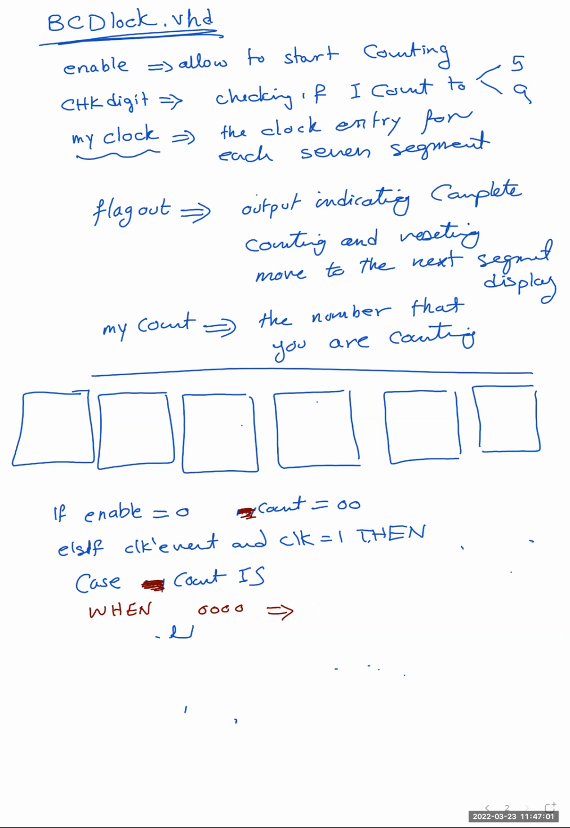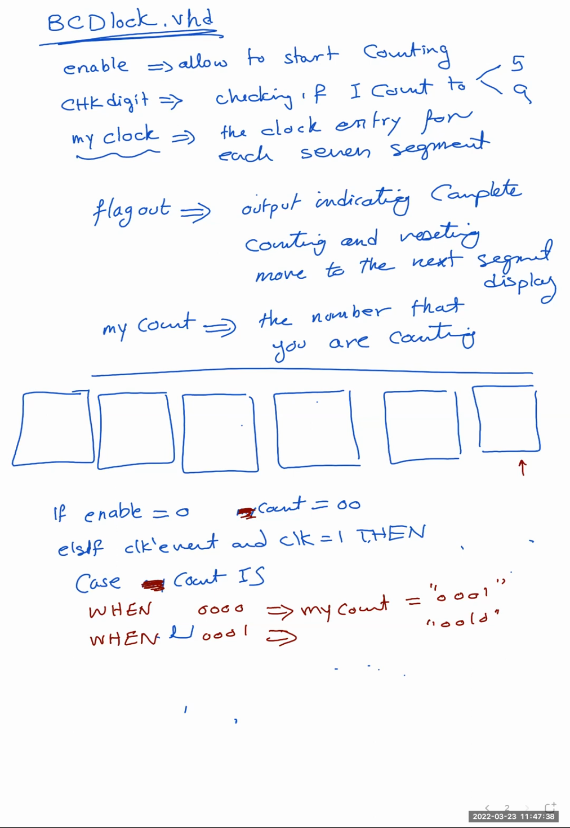My count is going to be what? It's just going to be 0, 0, 0, 1. Okay. And now when your count is 0, 0, 0, 1, your new count is going to be 0, 0, 1, 0. So when you're at 1, it's going to go to 2. When you're at 2, it's going to go to 3, and so on. You're describing this for every single segment. We know that we're going to go all the way to 9 for every single segment.